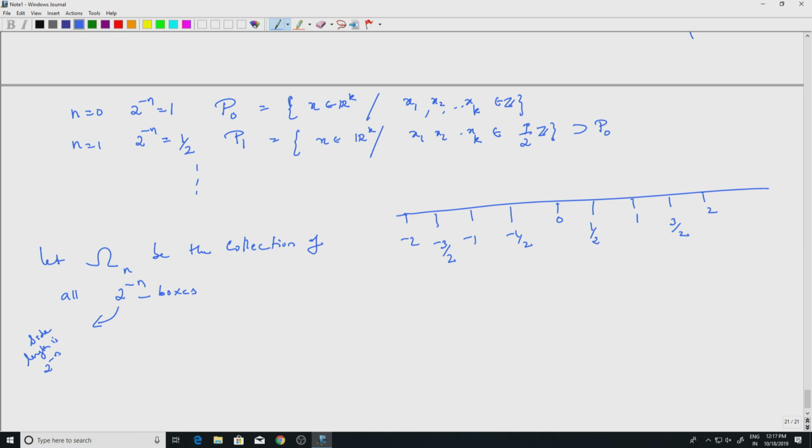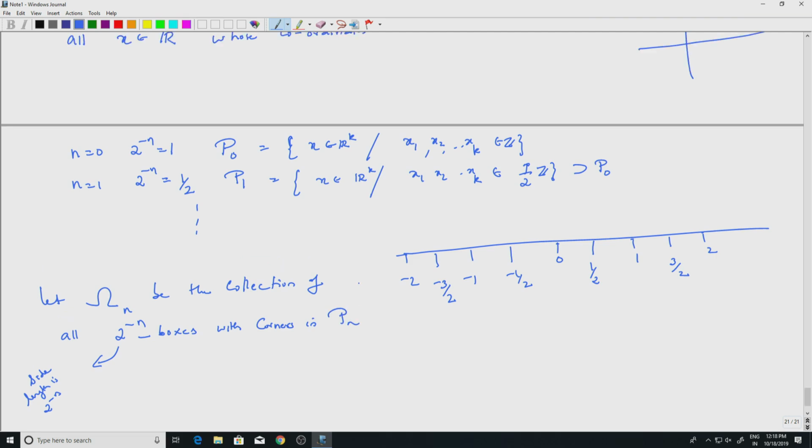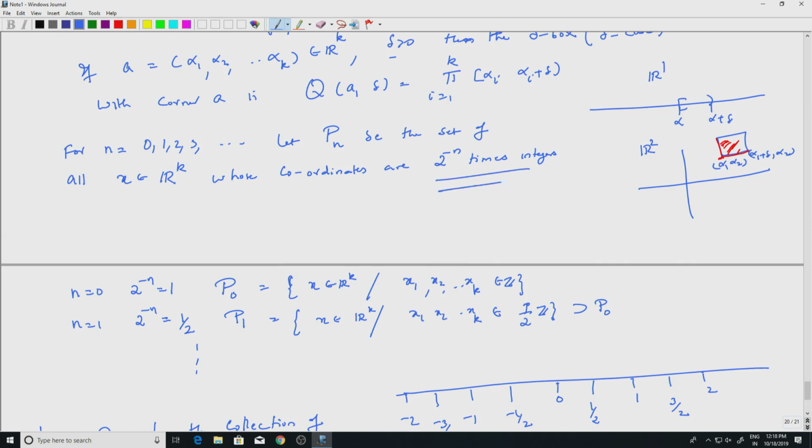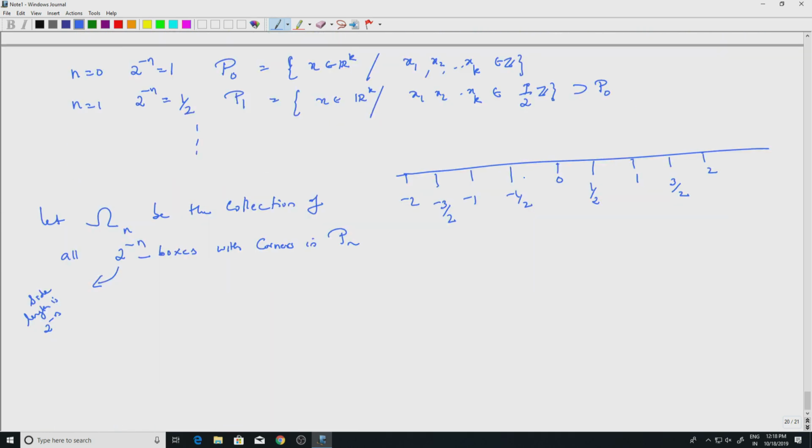Well, so what are the corners for these boxes? Corners are in Pn, right. Pn is all those coordinates with this property. Okay, so let us see what is omega 0. Omega 0 is the collection of all 1 boxes with corners in P0. P0 is just integers, right.